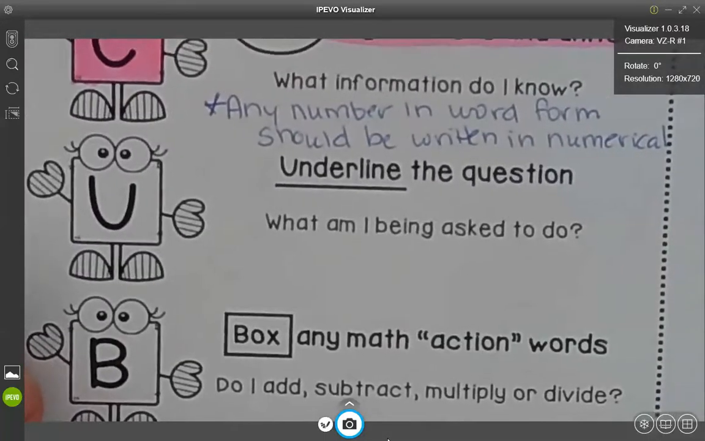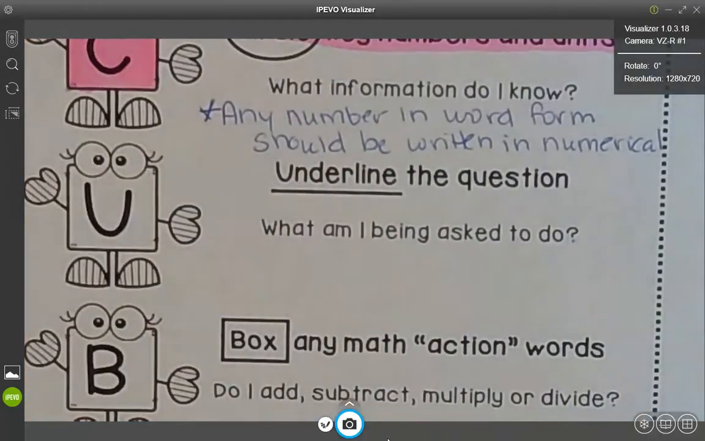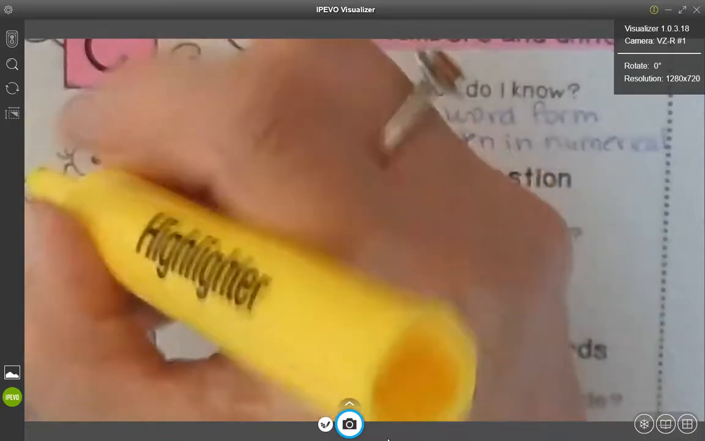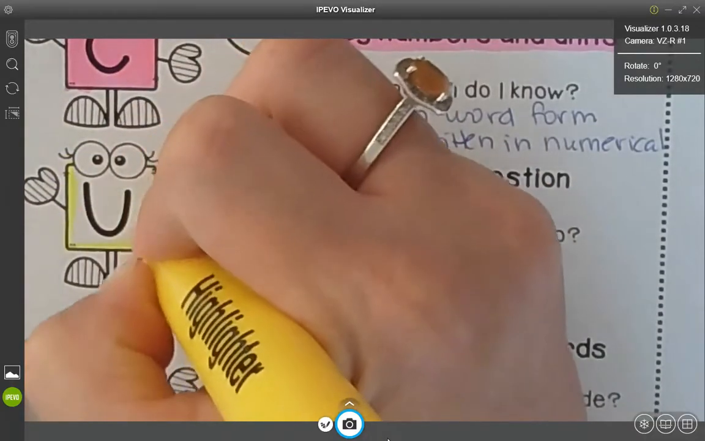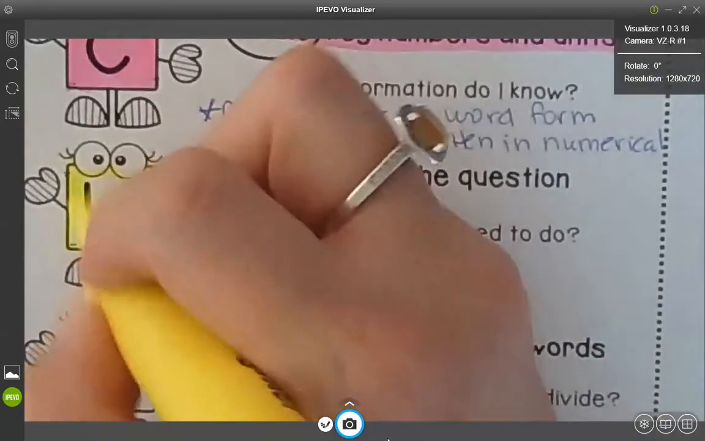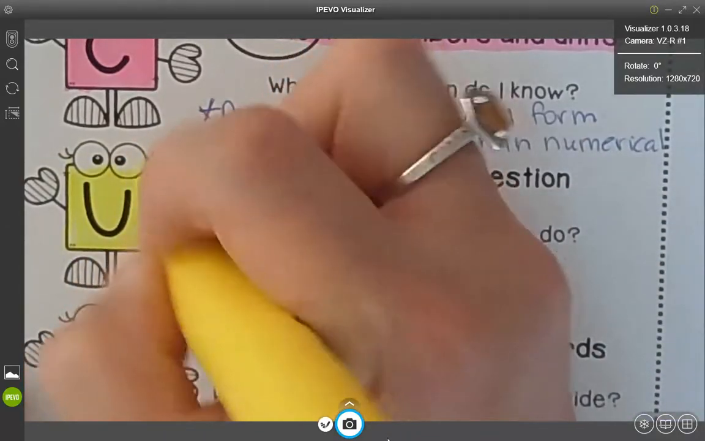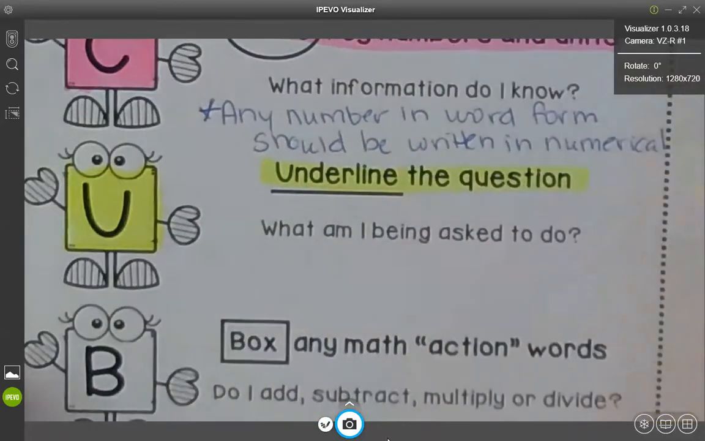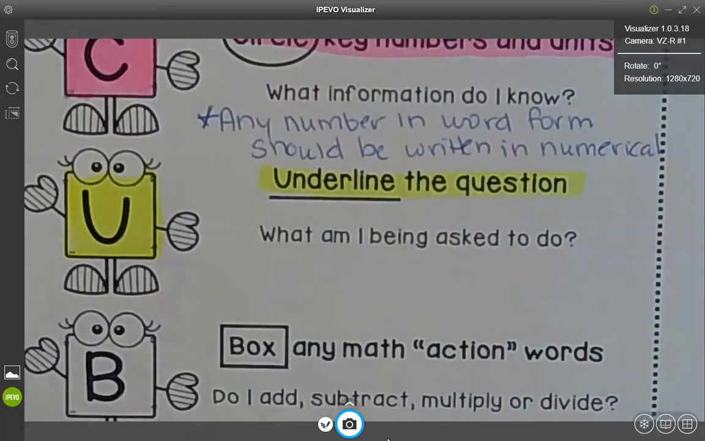Okay, let's look at the U. What does U stand for? Underline. And what do we underline? Good guess, but the question, yes. Yeah, good guess though. So U stands for underlining, and we underline the question.